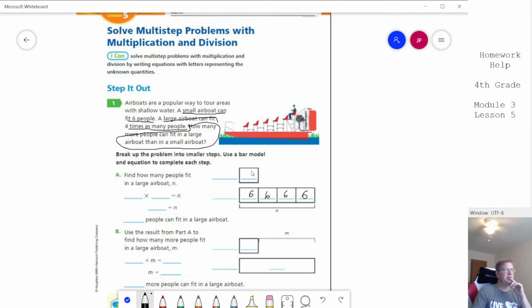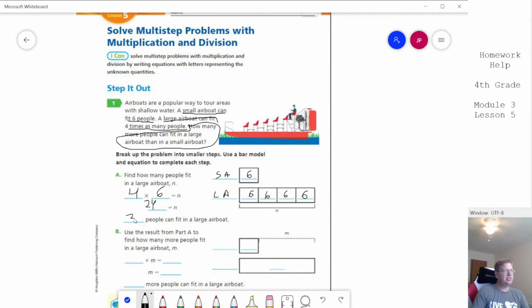Our small airboat can only hold 6. So here's our small airboat. Here's our large airboat. And then we can work with our numbers. So 4 times 6 will give us the value for n. We could go ahead and multiply, or we can add 6 plus 6 plus 6 plus 6. That gives us 24.